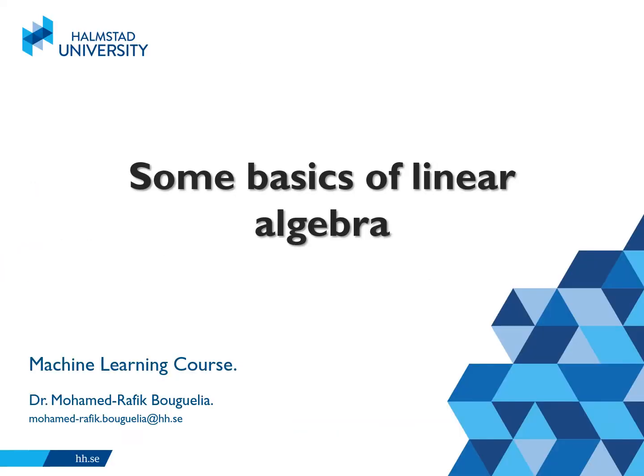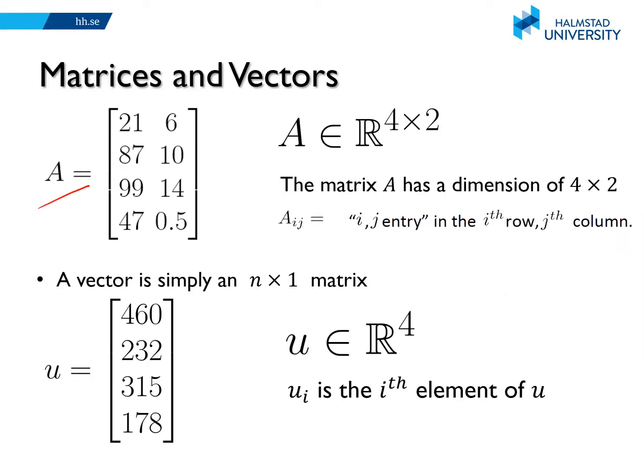Let's now review some simple basics of linear algebra. This is a matrix A, and this notation means that it has 4 rows and 2 columns. Aij refers to the value at the ith row and the jth column. A vector is simply an n by 1 matrix. For example, U has 4 rows, so it's 4 by 1. Ui refers to the ith item of the vector U.